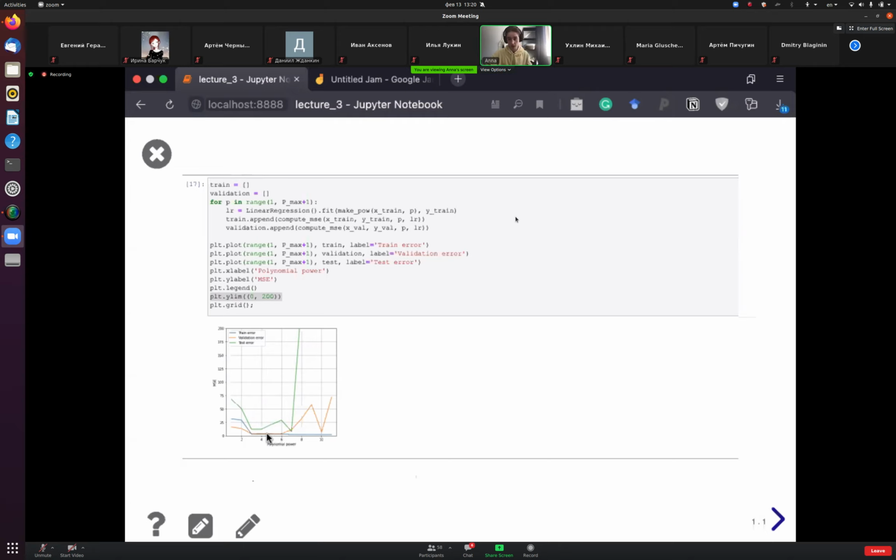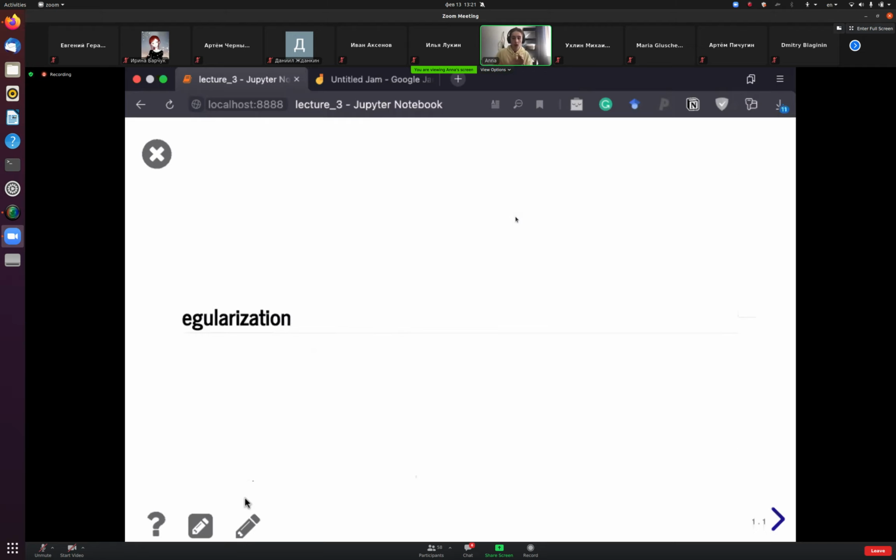Validation gives us polynomial power 4, but still approximately that's a nice proxy to have, given that the test is not available. Okay, that was the way we observe or detect overfitting.